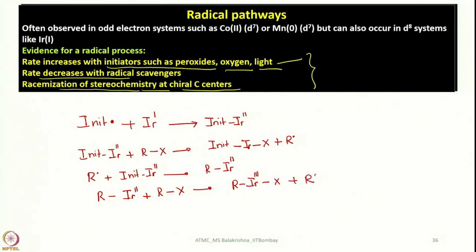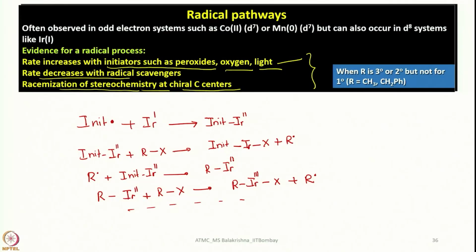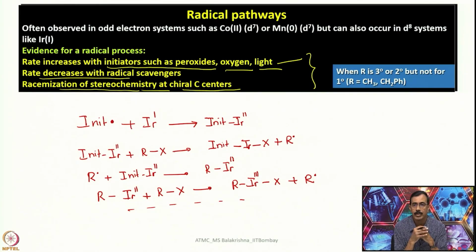plus. So it continues. So these are the few steps that are followed, and they are very similar to a typical radical reaction we come across in inorganic chemistry when R is tertiary or secondary but not for primary. So you should remember this radical pathway is favored for R a tertiary carbon or secondary carbon but not for a primary carbon. That means if we have CH3, CH2Ph.